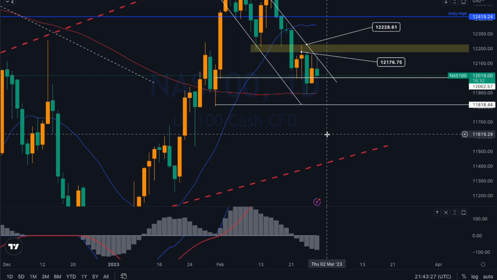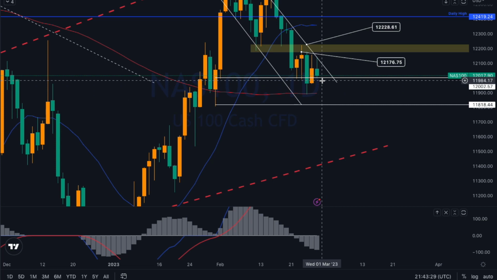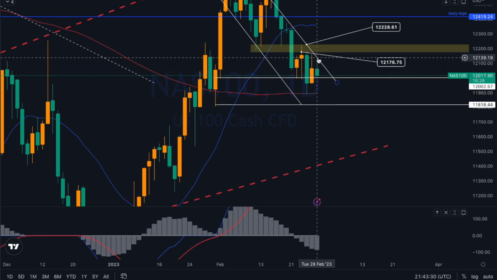But as it stands, there's a lot of games being played in this zone right now. As we can see, price has gone all the way up and is now pushing back down again. So this is the bearish candle that we now have. It's halfway, I would say, through yesterday's candle.